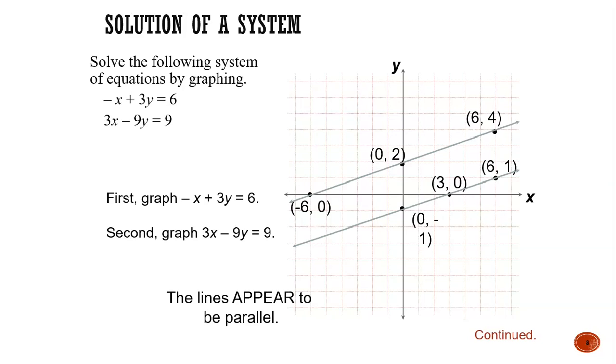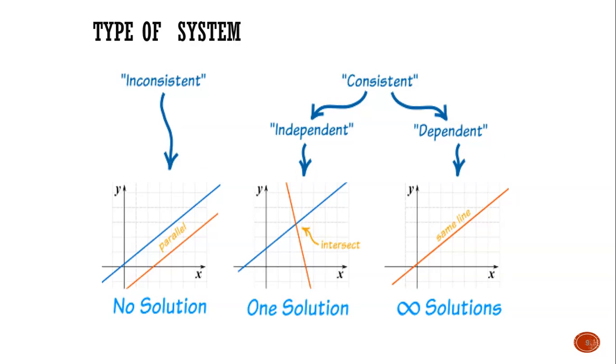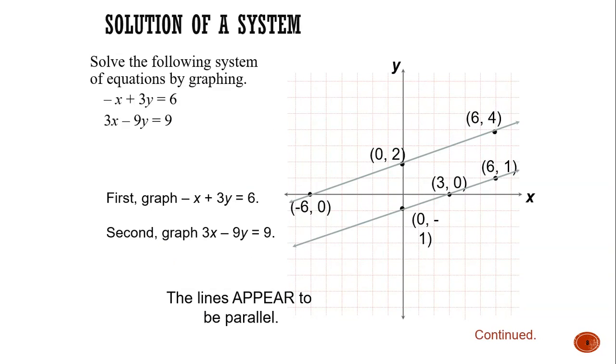So in this example there is no solution. Because no point satisfies both the equations, there is no solution for this system of linear equations. So for this system we have no solution.